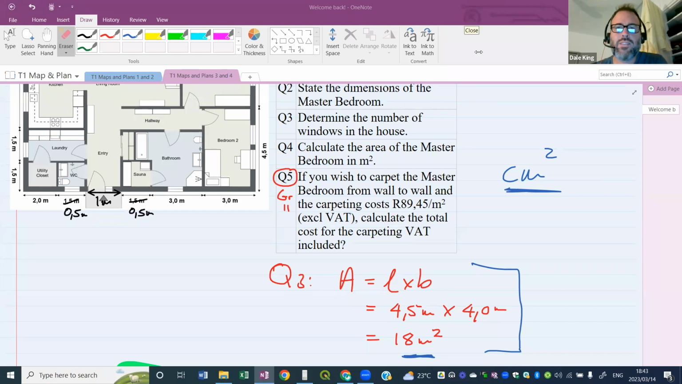Guys, I'm not understanding anything. Can you please start over? From question 1. From question 3, please. All right, okay. I'll do question 3.